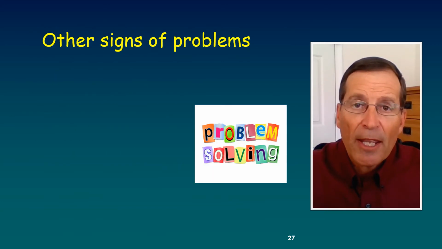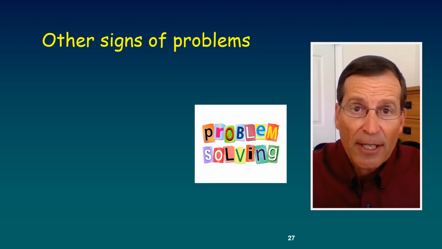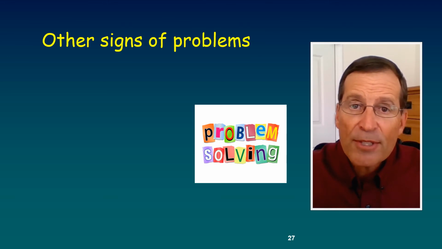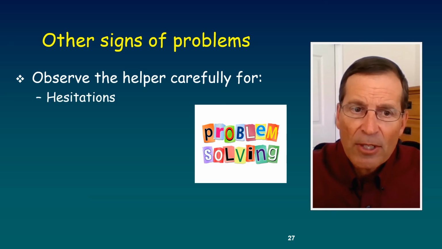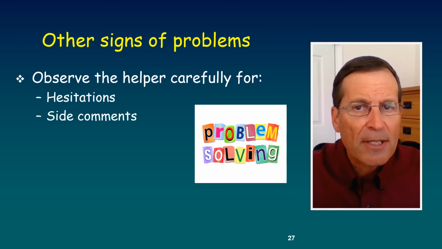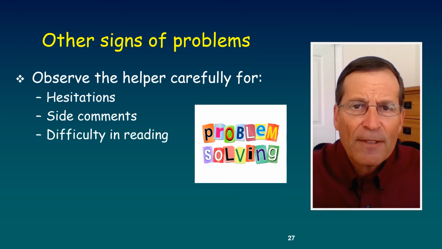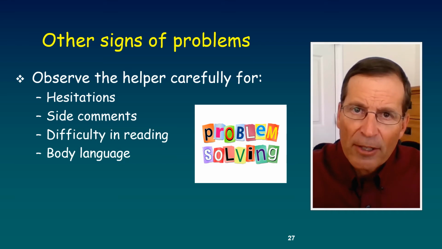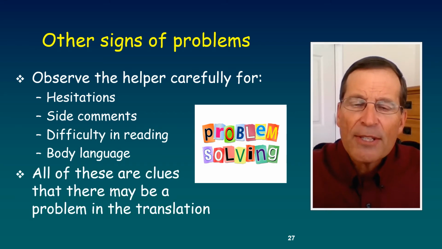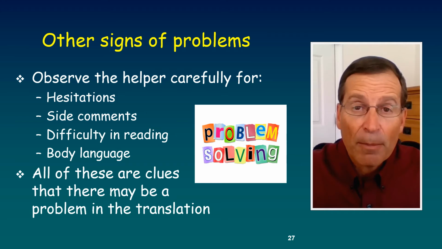It's not just what a helper might say that could indicate a problem. There are other signs of problems as well. So observe the helper carefully when asking questions for hesitations or side comments to someone else who is also there, or if they have difficulty in reading the text, or their body language. All of these are clues that there may be a problem in the translation.